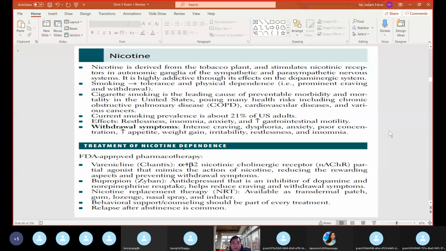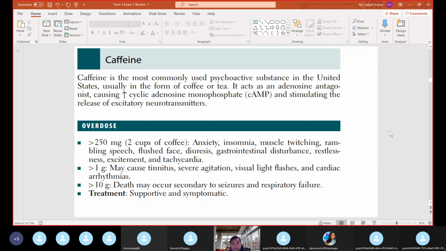Nicotine, you need to know the withdrawal symptoms of nicotine. Intense craving, dysphoria, anxiety, increased appetite, and weight gain. How can we treat someone who has nicotine dependence? Chantix, bupropion, nicotine replacement therapy. Also, counseling is very important. It can be a part of every treatment. And relapse is very common.